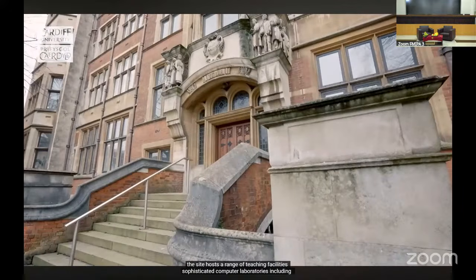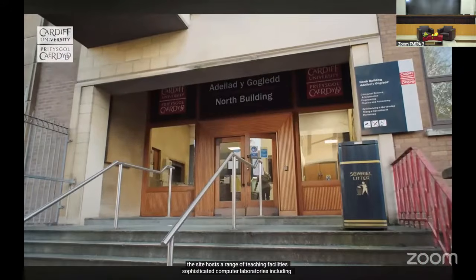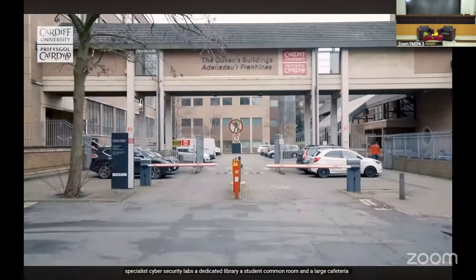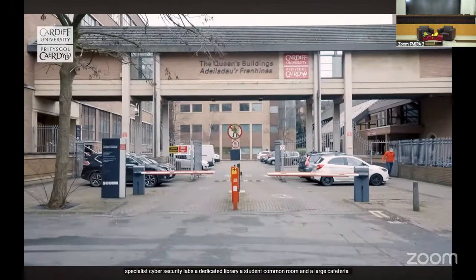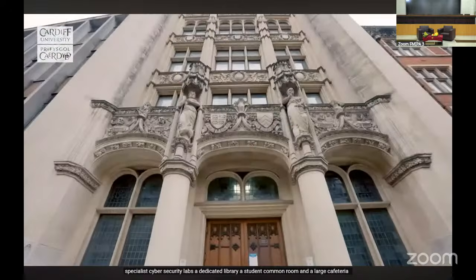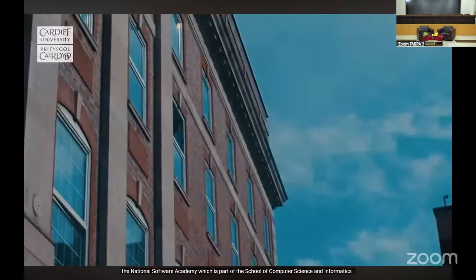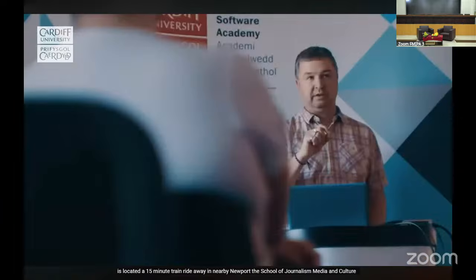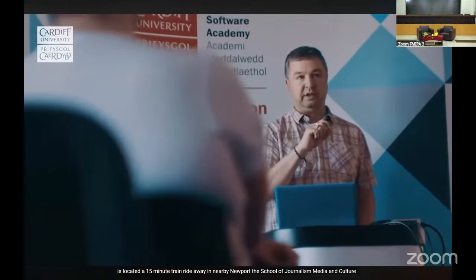The site hosts a range of teaching facilities, sophisticated computer laboratories, including specialist cybersecurity labs, a dedicated library, a student common room and a large cafeteria. The National Software Academy, which is part of the School of Computer Science and Informatics, is located a 15-minute train ride away in nearby Newport.